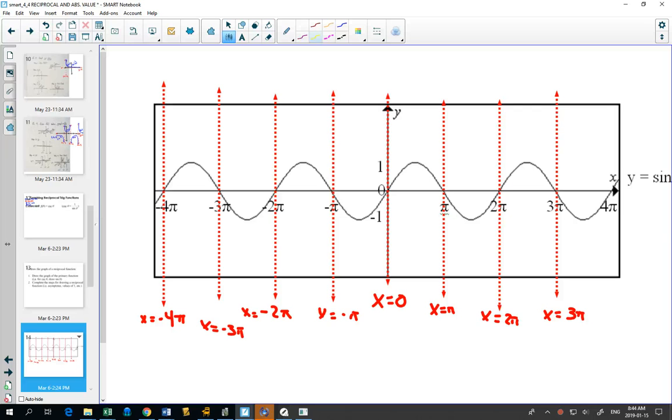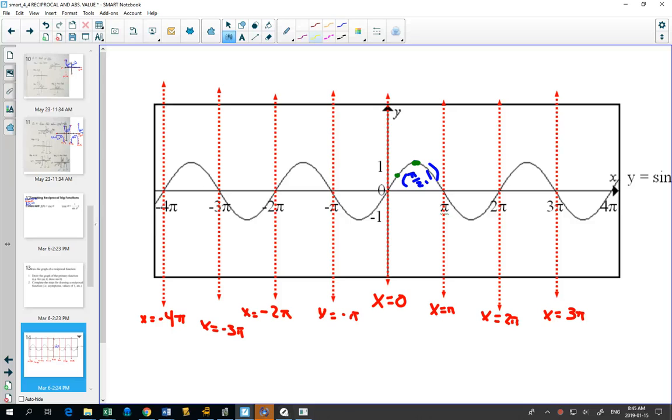Can you tell me some points on the sine graph? Okay, I'll do a point right there. Where's that point? Pi over 2 comma 1, right? And that point is going to be where on the reciprocal? Pi over 2 comma 1. So I'll draw it in green as well.